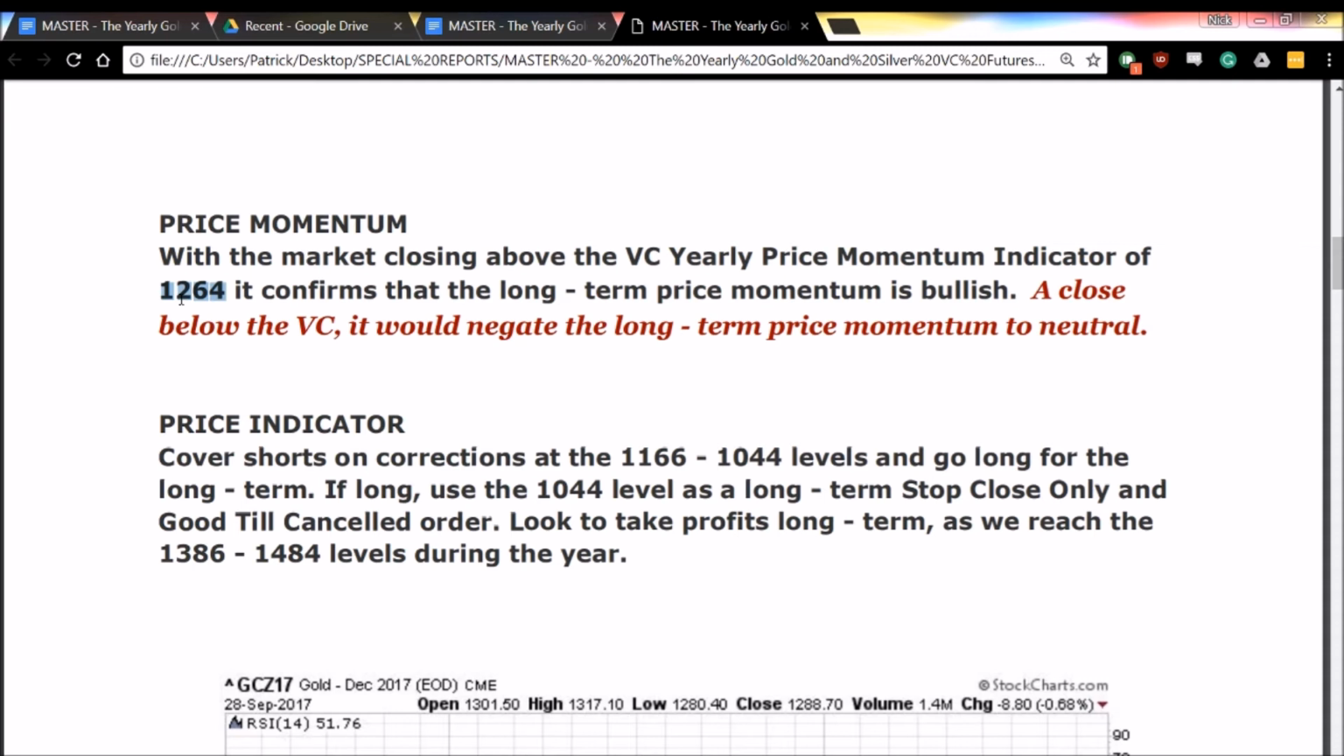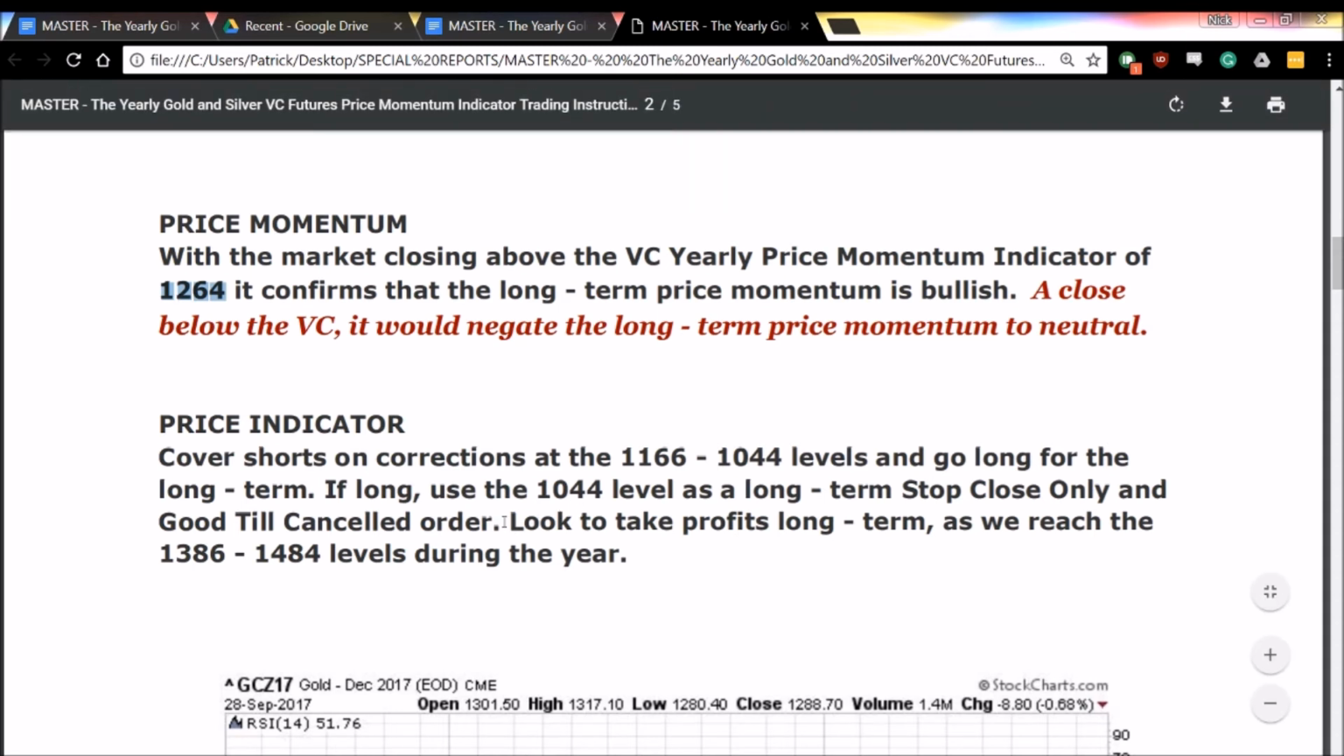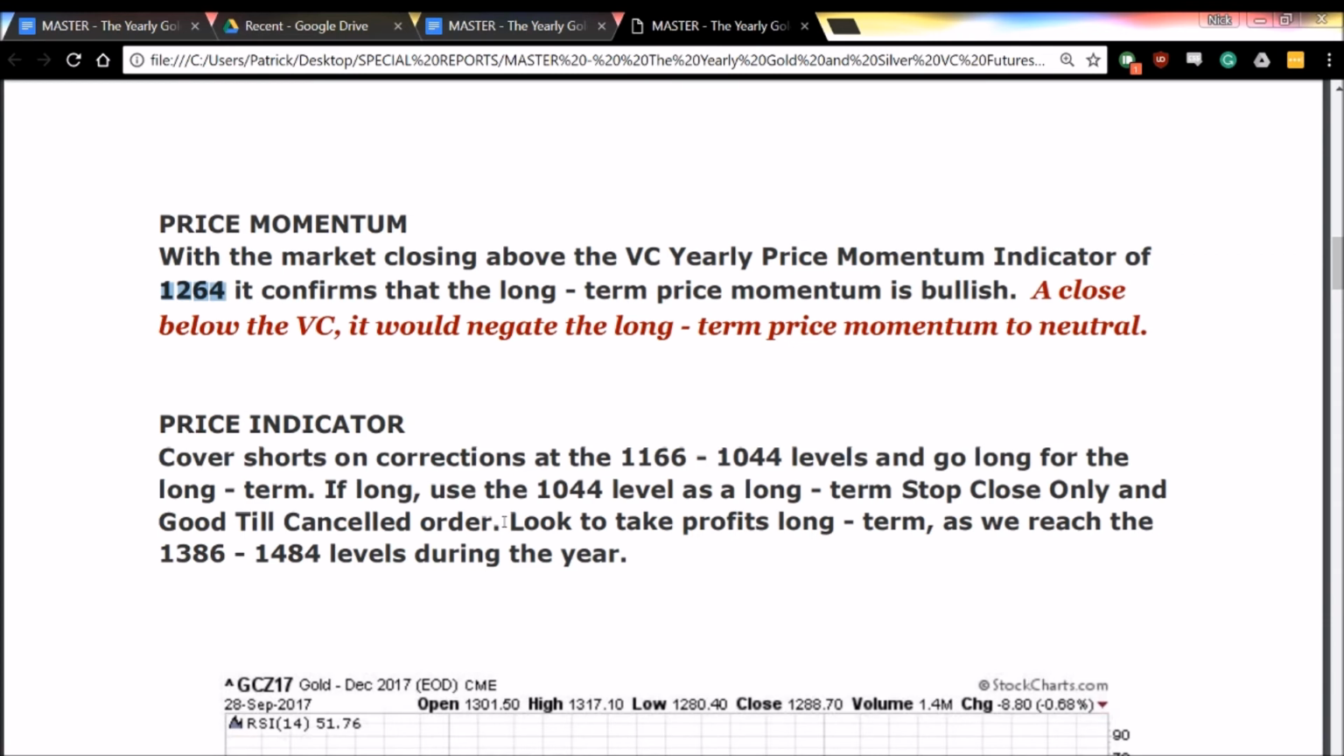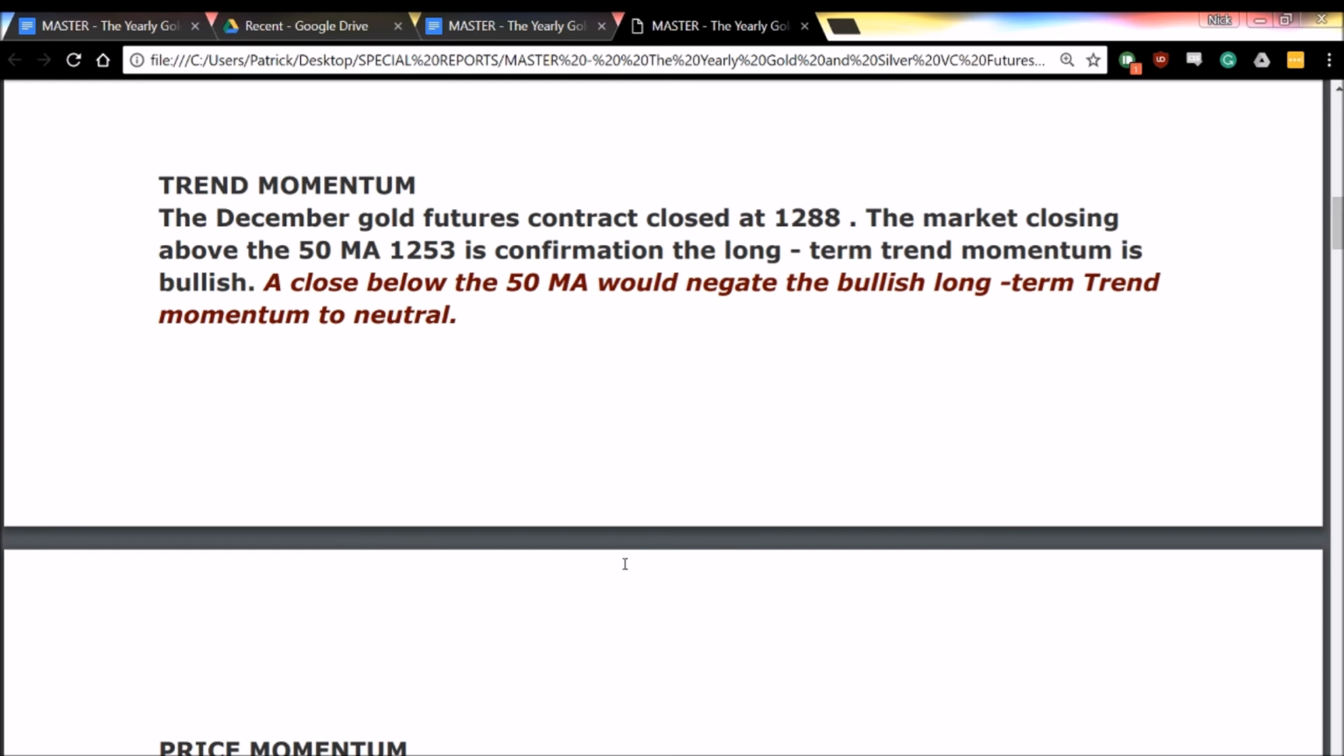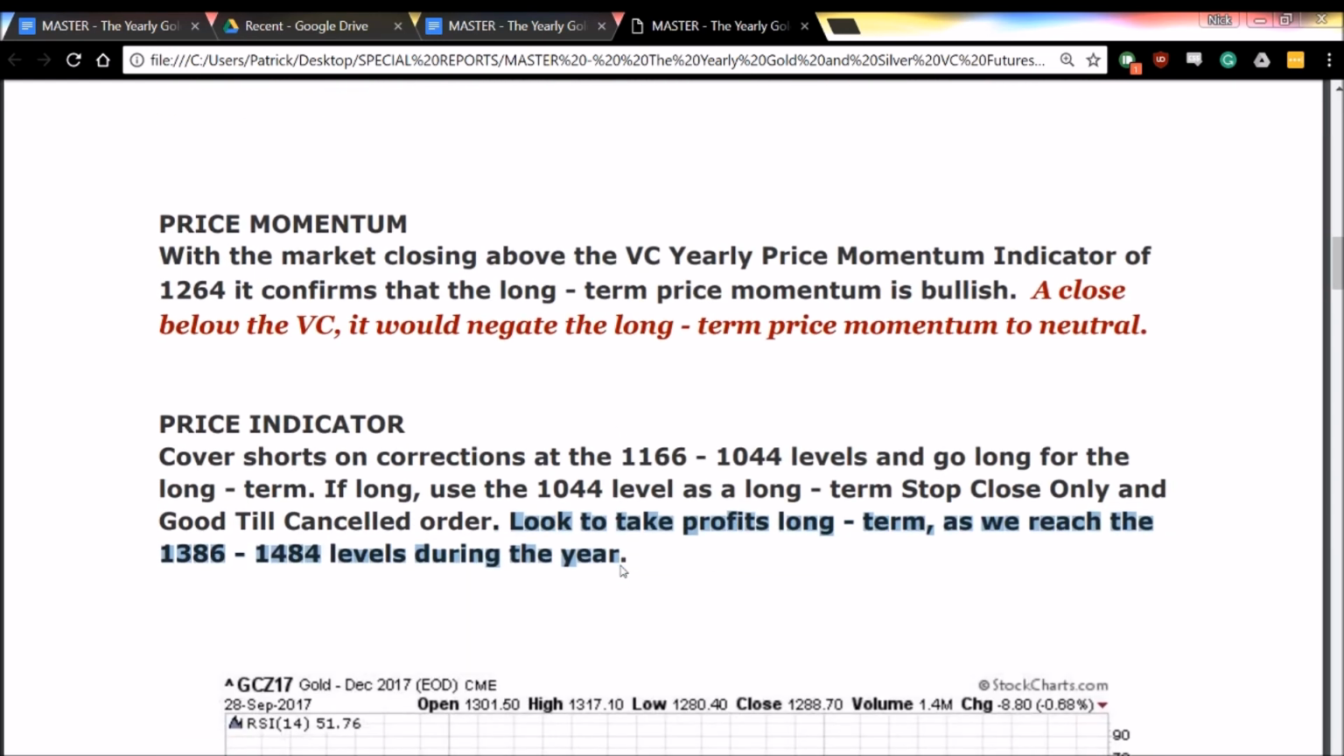But the extreme above the mean, which is the other side of the reversion to the mean, is telling us that the market now could rally from here to 1386 to 1484, based on the fact that the price has closed above the mean or the average of 1264, or what we identify as the VC yearly price momentum indicator.